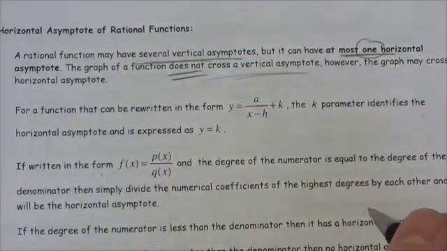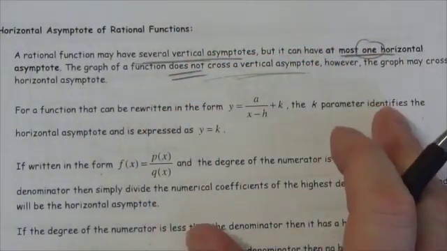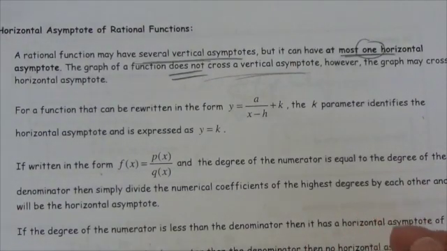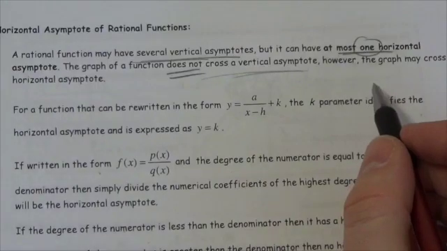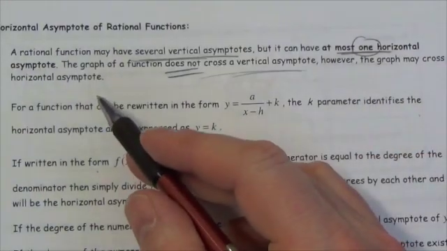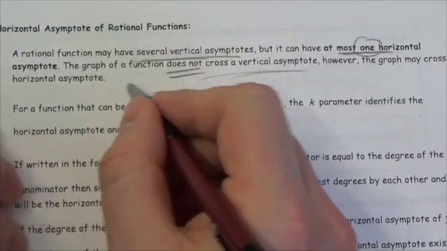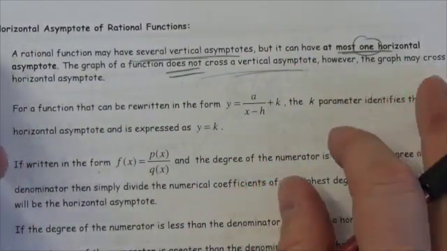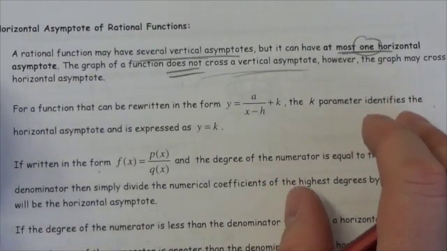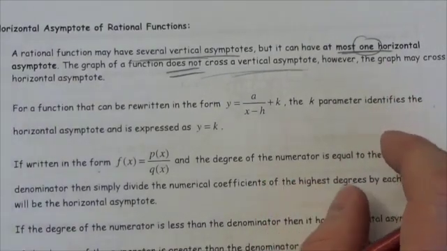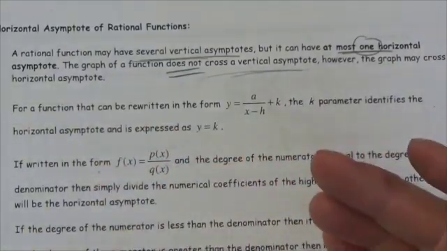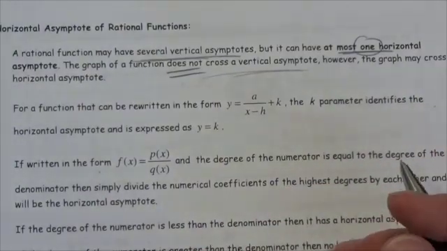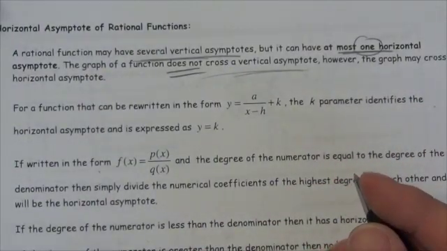It does not cross a vertical asymptote, because it's undefined. The graph cannot pass through a point where it is undefined. But it could cross a horizontal asymptote. For the most part, though, ours won't. We're not going to be looking at functions where that actually occurs, and as this discussion develops, you'll see that we're not looking for graphs that do that.